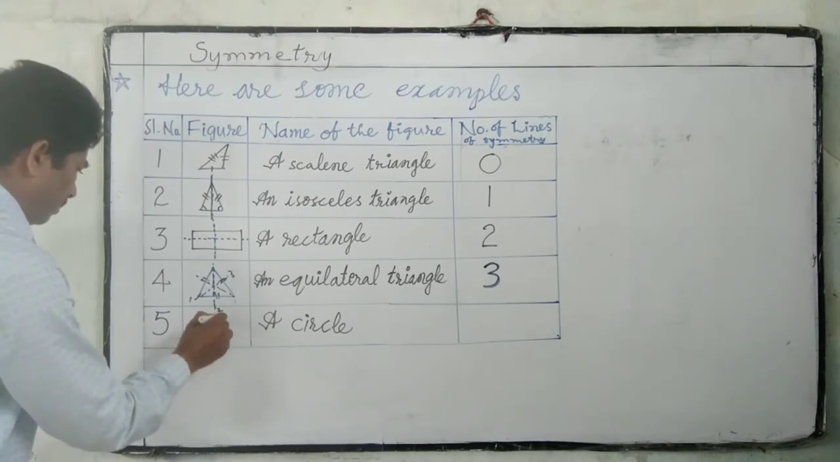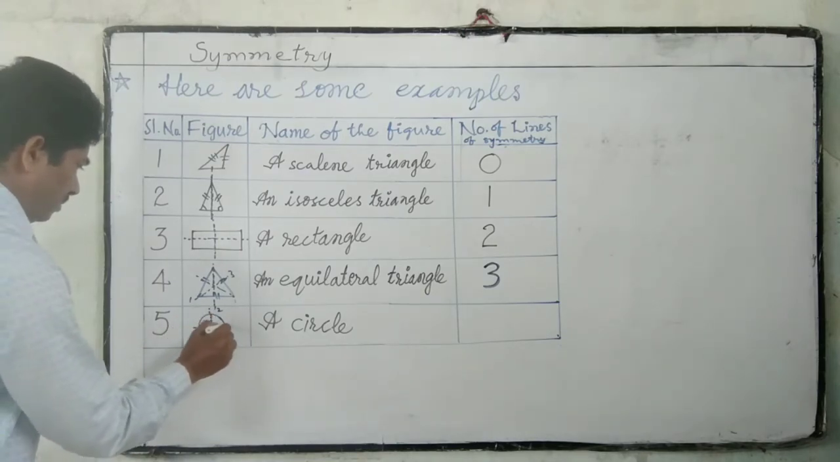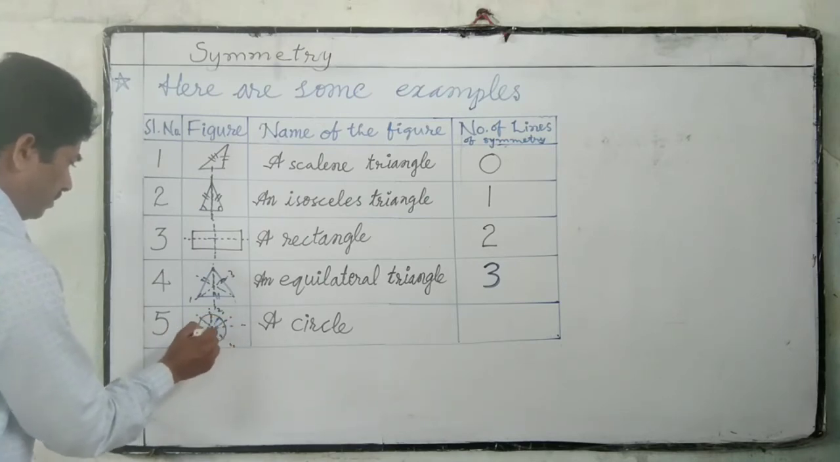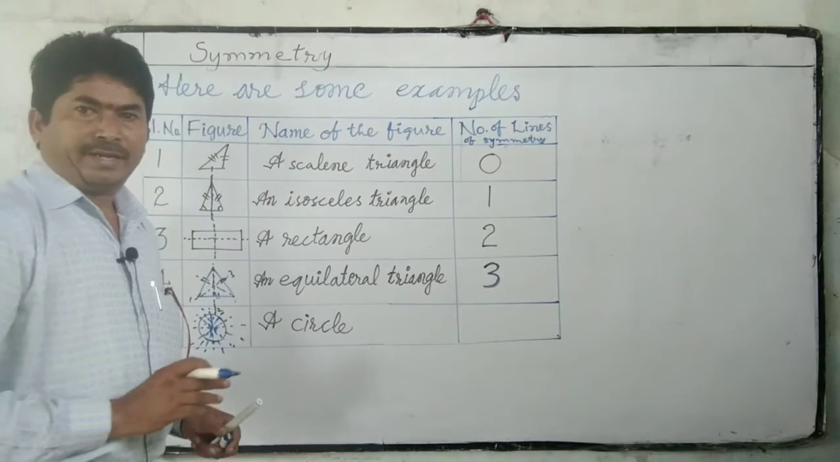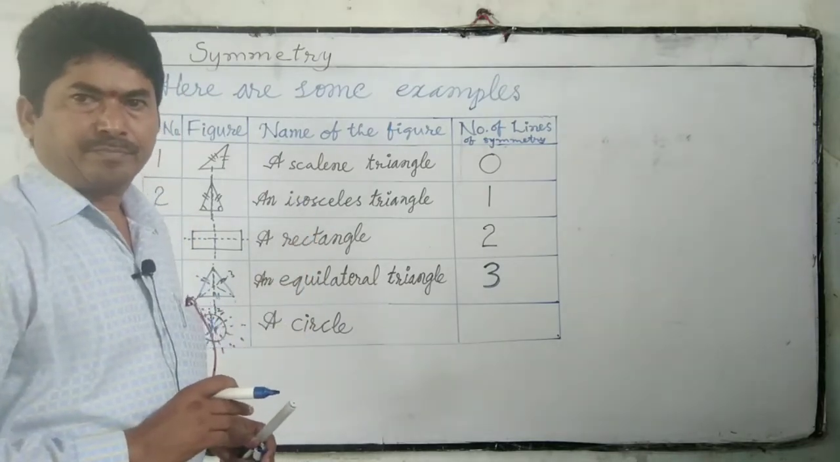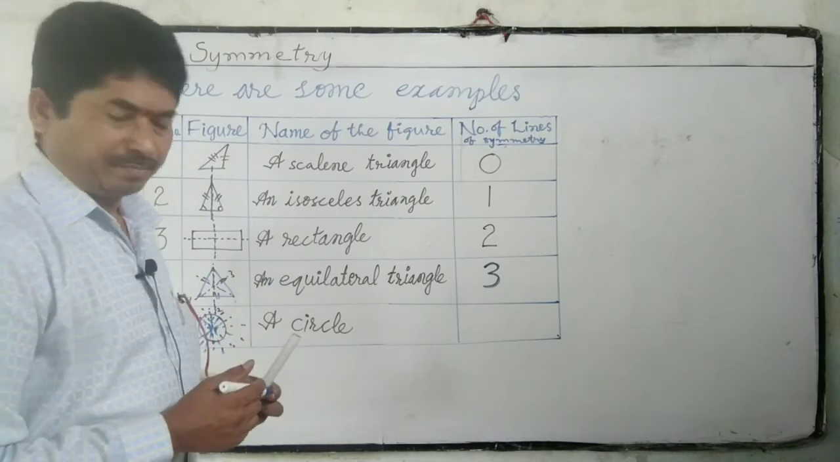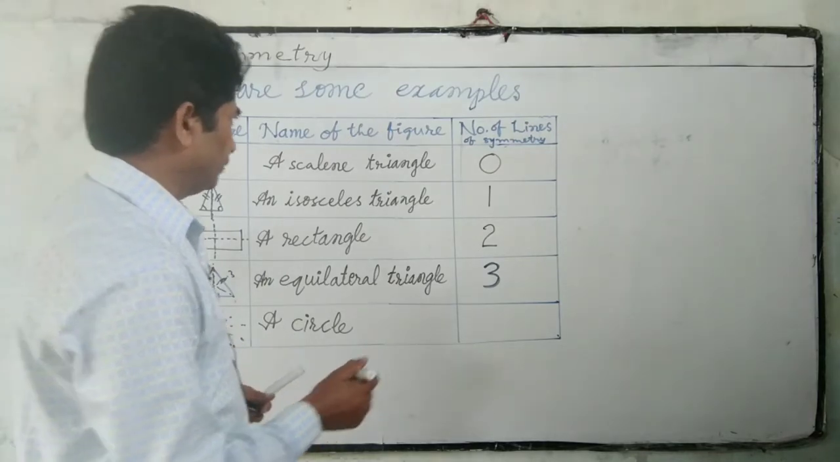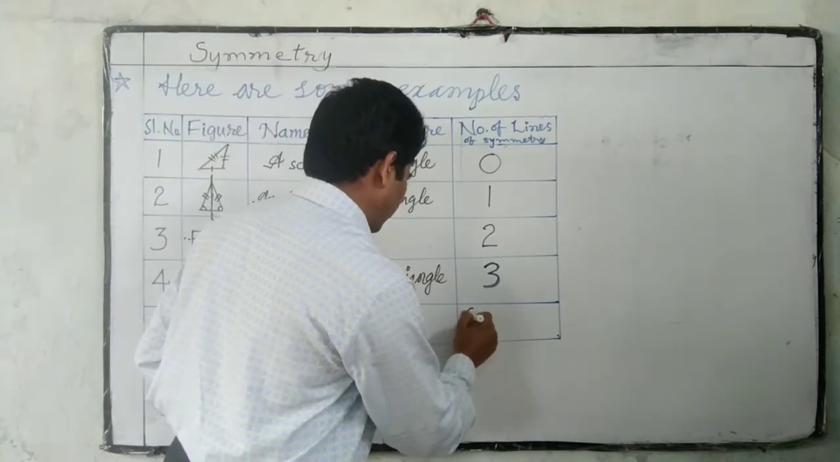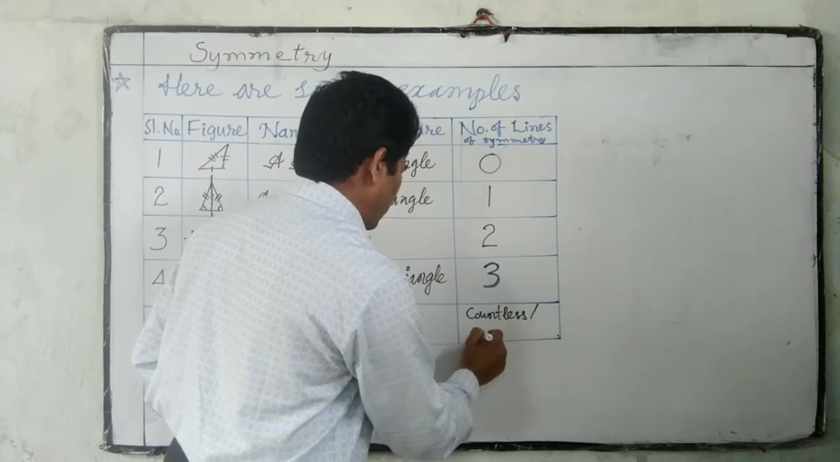Circle. So we understood a circle has countless number of line symmetry, means infinite number of line symmetry. Countless, or infinite.